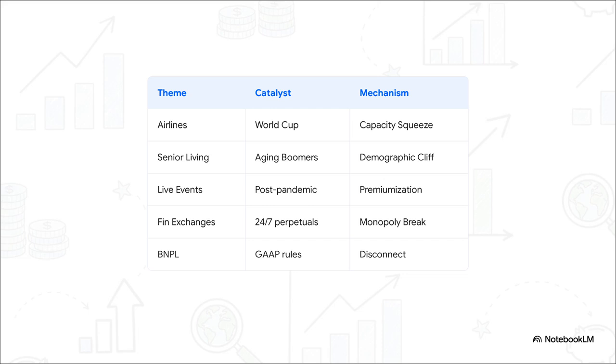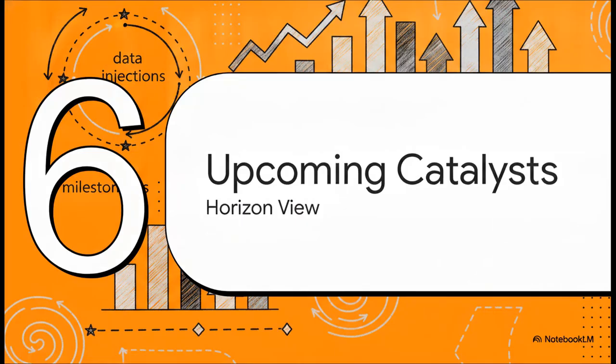And finally, buy now, pay later lenders. There's this persistent myth out there that they're the next domino to fall, but the reality is just a weird accounting disconnect. GAAP rules force them to take upfront provisions for credit losses, but their revenue gets recognized over the life of the loan. So these fundamentally strong companies just look artificially weak in the short term. It's a classic misdirection.